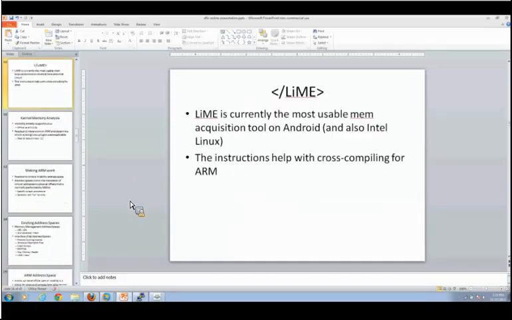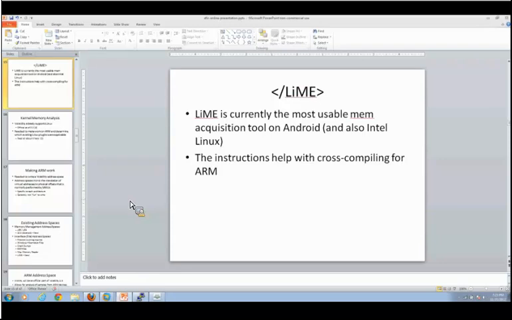So this is concluding what we're going to talk about with LiME. If you have any questions related to LiME, now would be the time to ask them. You can ask them later, but we're going to be talking about some other topics. And so LiME is currently the most usable memory acquisition tool on Android. We've used it a bunch. We've had emails from people using it. We've had people say it's worked great on a case, and now it's part of their process. So we know it's out there.